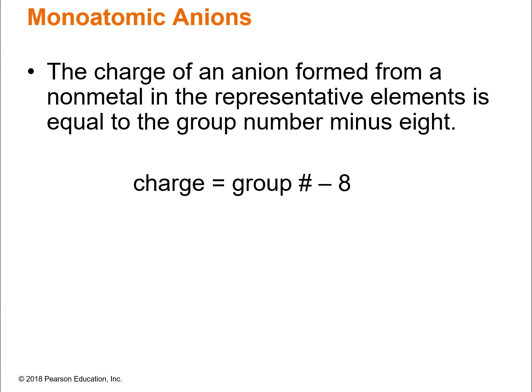To find the charge of an anion, you're going to take the group number, the one that ends in A, and subtract 8. That should be review. So if you have a group 5A nonmetal, its charge is going to be 5 minus 8, which equals -3. Again, that should be review. So if it feels like that's coming out of left field, you need to review Chapter 5.